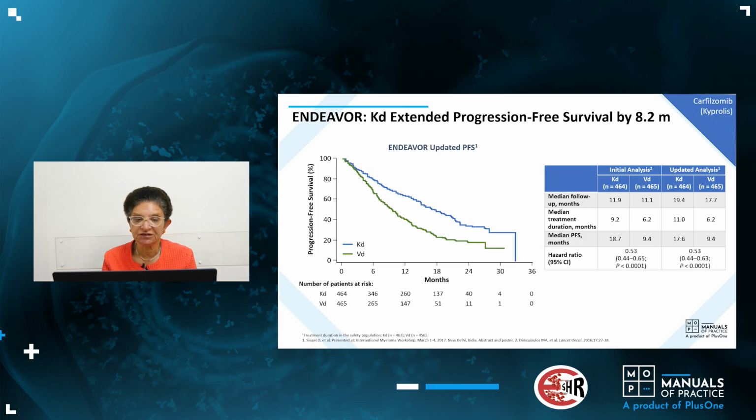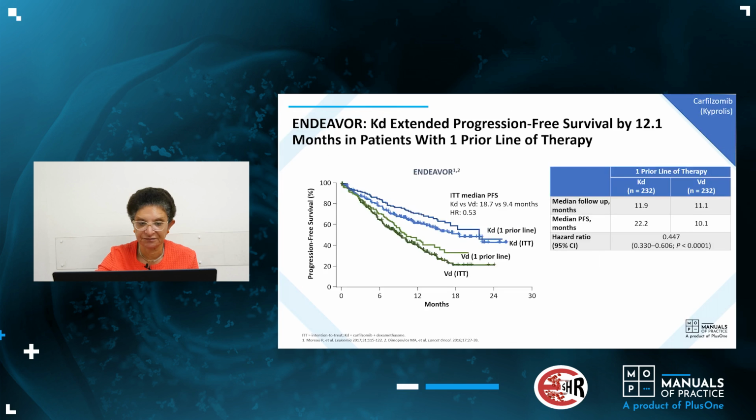KD was much better versus VD regarding progression-free survival. The progression-free survival was extended by 8.2 months. So this was a very good gain of time regarding response after relapse.